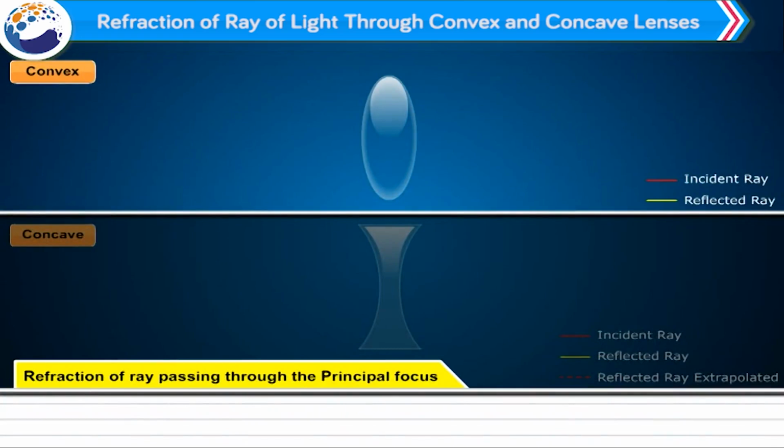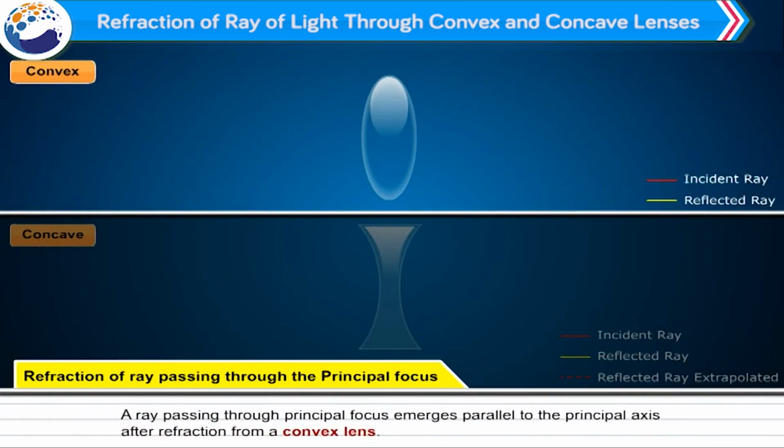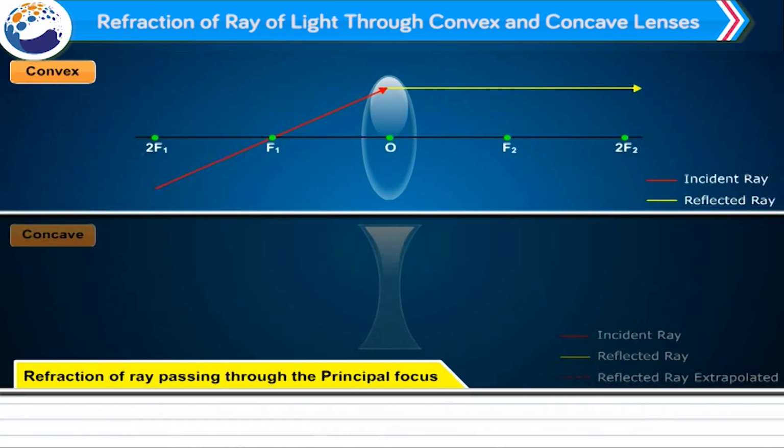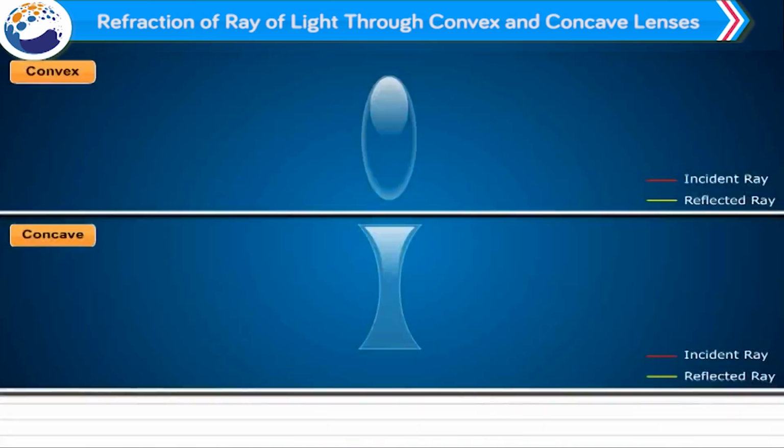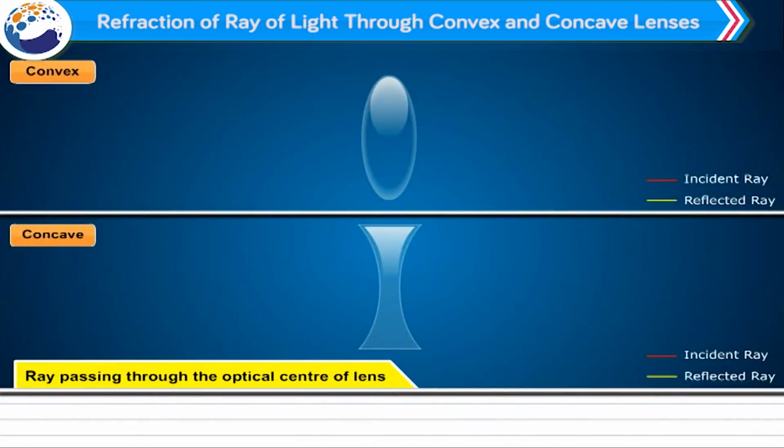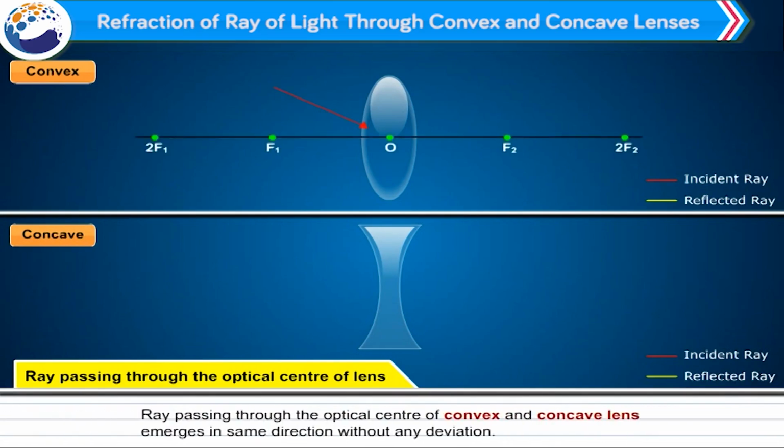B. Refraction of a ray passing through the principal focus. A ray passing through the principal focus emerges parallel to the principal axis after refraction from a convex lens. A ray passing through the principal focus emerges parallel to the principal axis after diverging from a concave lens. C. Ray passing through the optical center of the lens. A ray passing through the optical center of a convex and concave lens emerges in the same direction without any deviation.